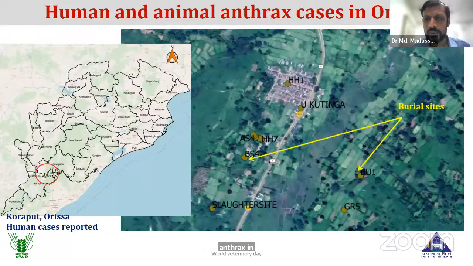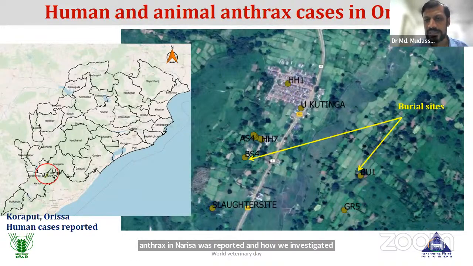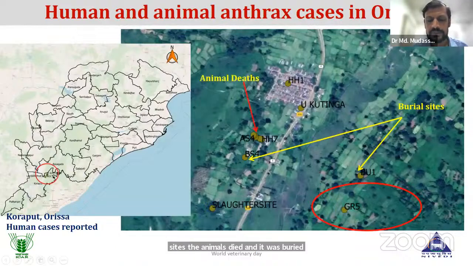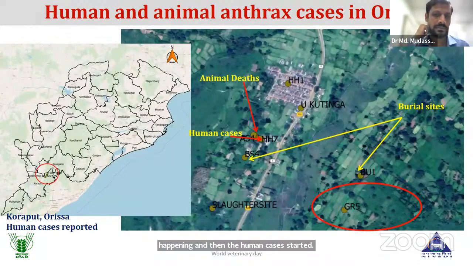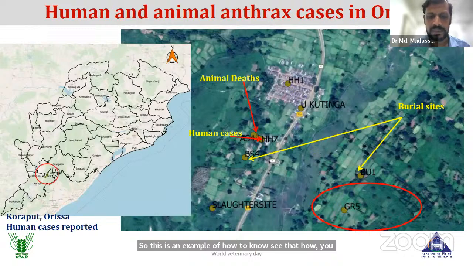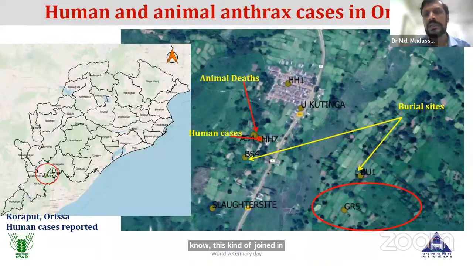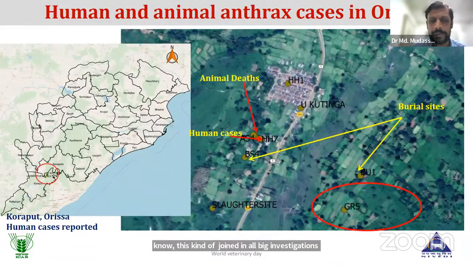You see the locations here: the burial sites, where the animals died and were buried. There were different burial sites. These are the locations where animal deaths were happening, and then the human cases started. So this is an example of how joint outbreak investigations help in containing outbreaks. This particular case happens recurrently in this place in Orissa.